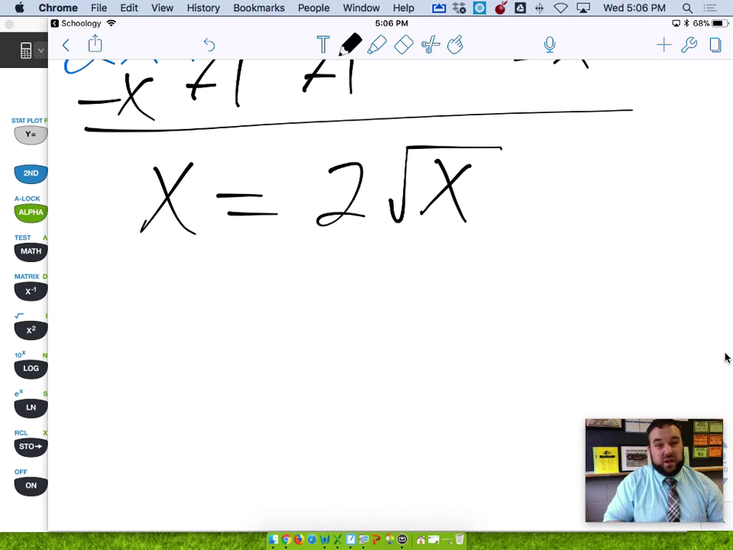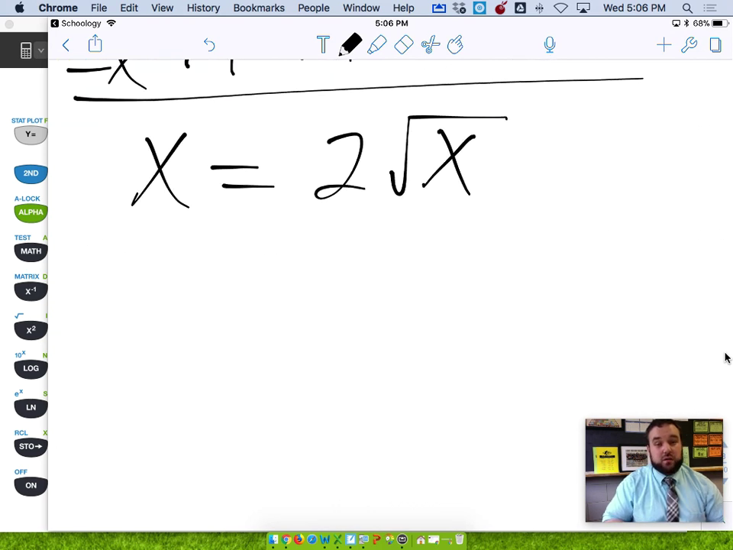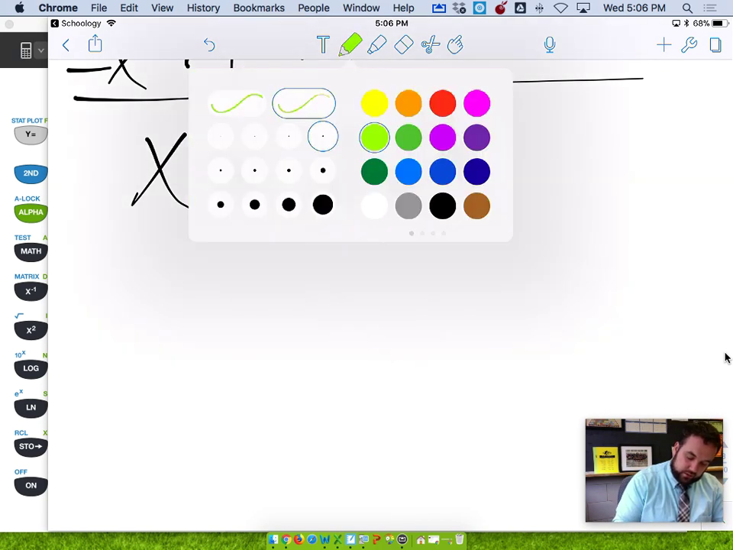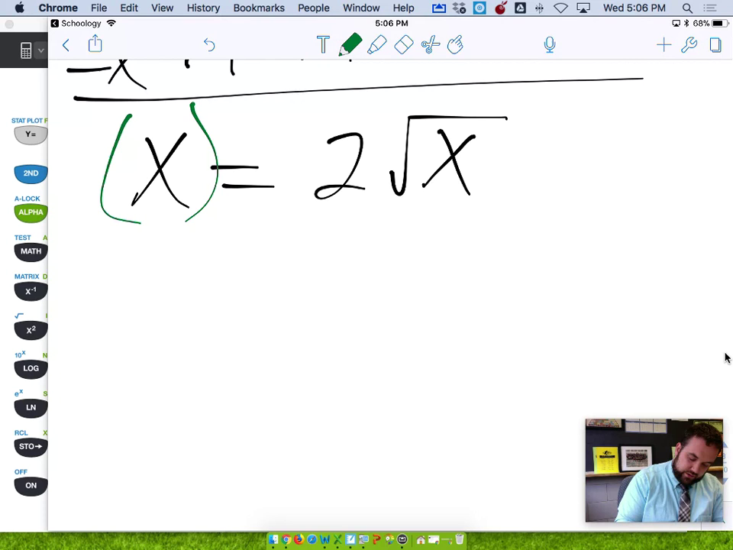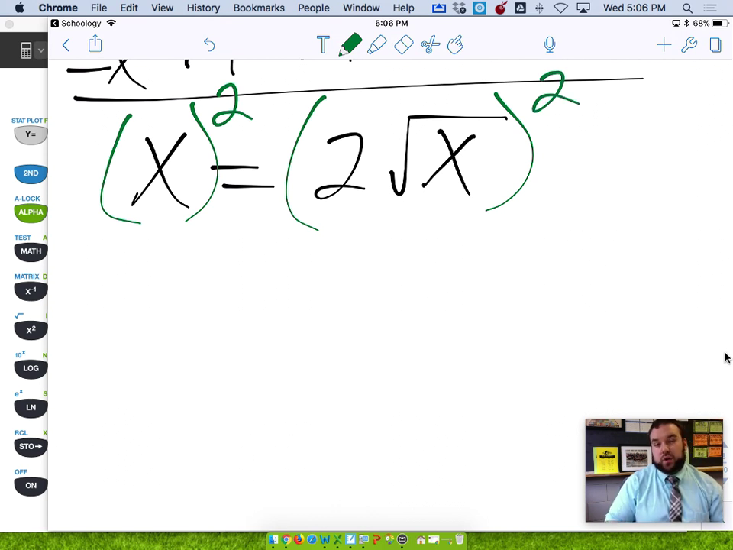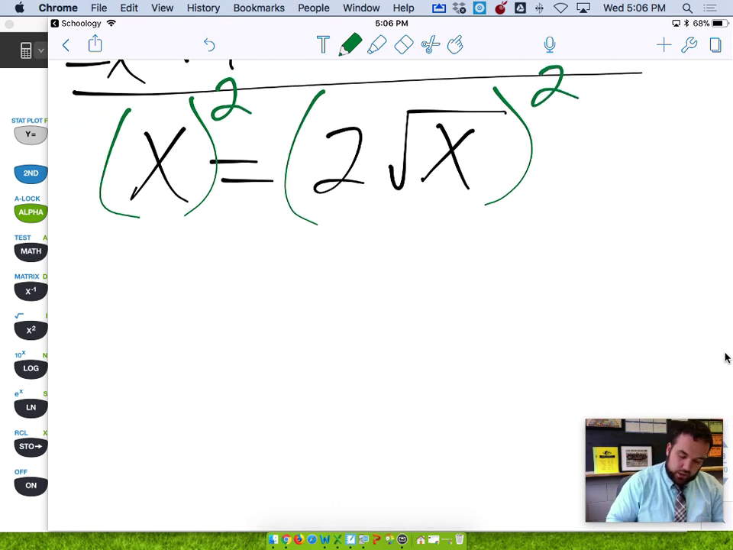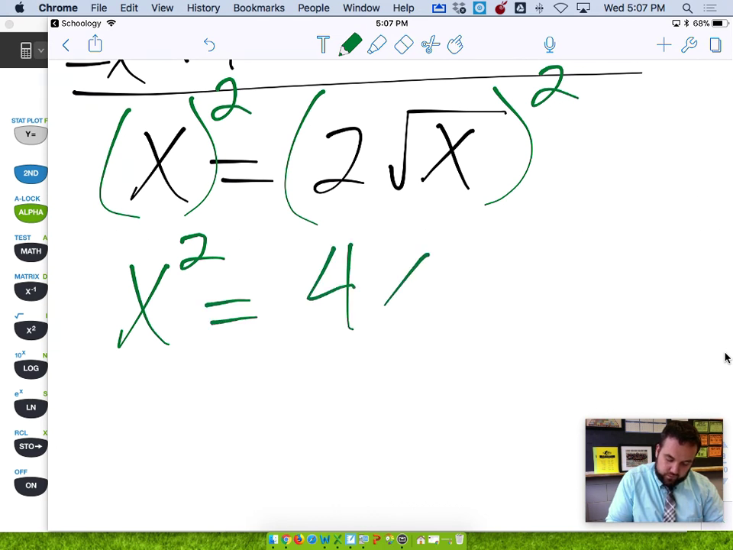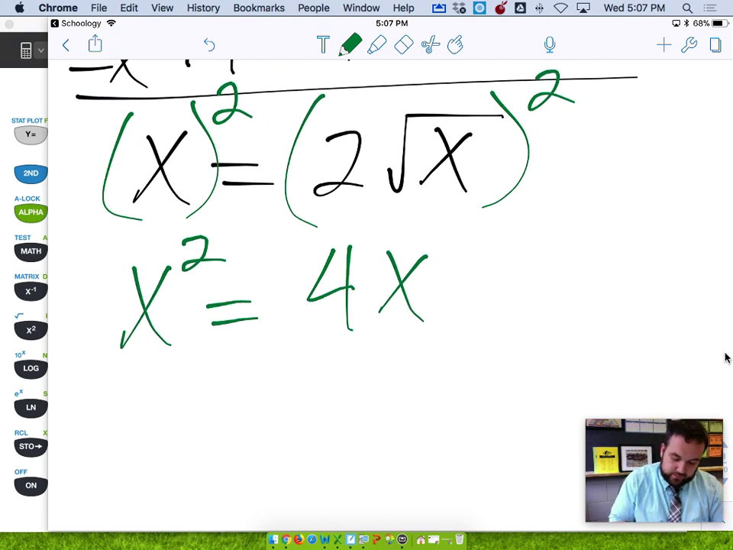So what I'm going to do is go ahead and square both sides of the equation right now. I'm going to take the x on the left side and square that, and I'm going to square the right side of the equation. Now you notice that I put the 2 in the parentheses there with the square root of x. I'm just squaring everything. So x to the second power is just x squared. This is going to become 4x. I square the 2, it becomes 4. I square the square root, and I just get x.